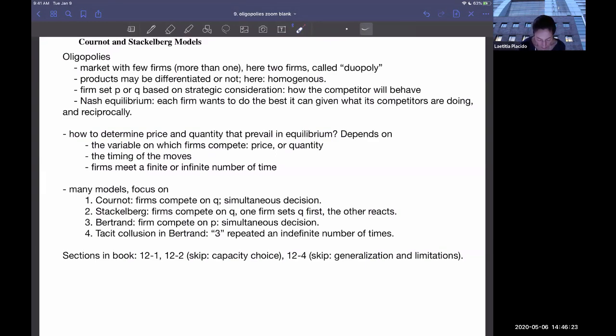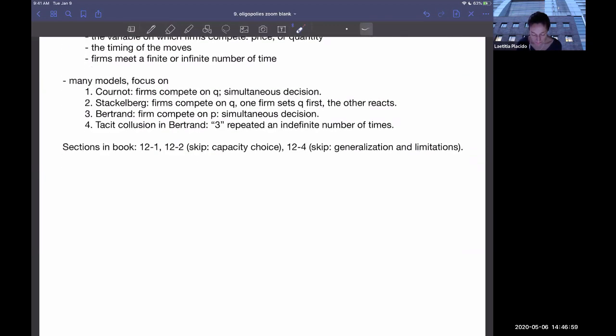I have reported here the relevant sections of the book, 12.1, 12.2. I also mentioned the paragraph that you can skip. I really encourage you to read those sections. It's not super long, so I believe that you can take the time to read them. It's going to help you understand better what we're going to do today. I'm just going to give you a little bit of background, but I can't lecture, so I'm going to go really fast.